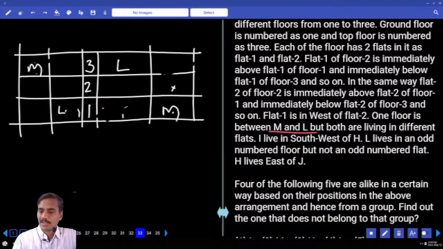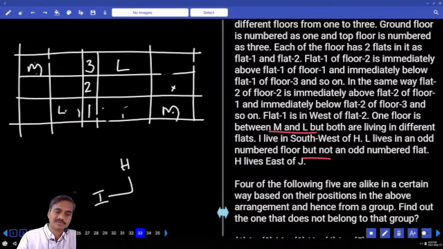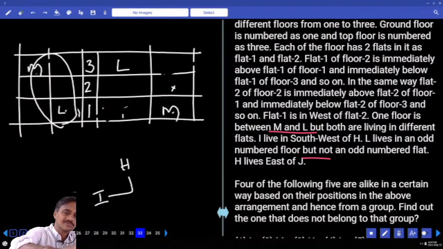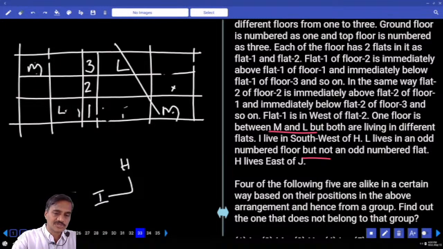Then next one, I is to the southwest of H. H is here, I is to the southwest of H. L lives on an odd number floor, but not an odd number flat. Now L lives on an odd number floor, odd number flat. Here, L is living on an even number flat. And finally, where is this L? L lives on an odd number floor, but not an odd number flat, so L must be on an even number flat. L is on an even number flat, and this case is ruled out.